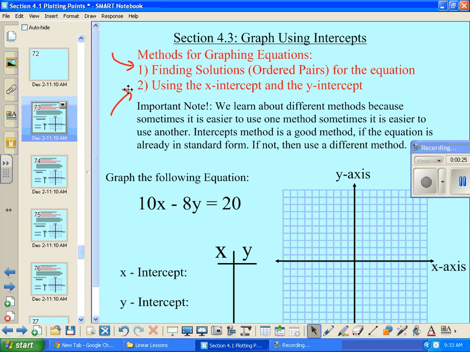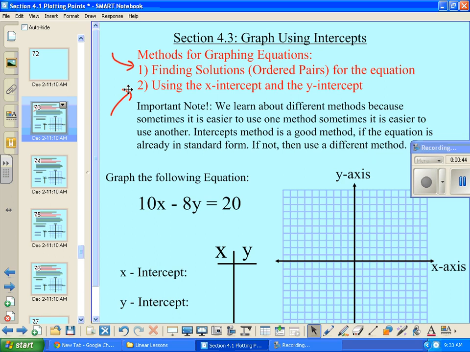I want us to be comfortable using either of the two methods to graph an equation. Sometimes the way the equation's set up, it's easier to use method number 1, finding ordered pairs. Sometimes the way the equation's set up, it's easier to use method number 2. And I want us to be comfortable using either method, where it wouldn't matter which one I use, I could still get the correct graph of the equation.